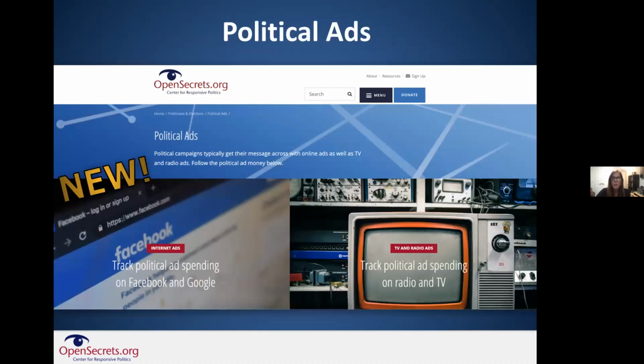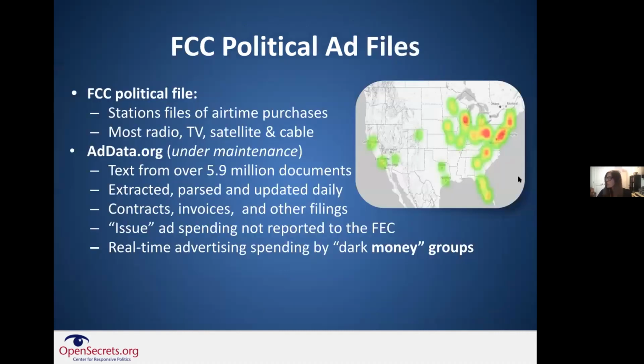This is addata.org. So addata.org, and I think it's in the next slide, is OpenSecrets' political ad section. We track Federal Communications Commission filings, which are TV political ad filings and radio ad filings. Right now, that section of the site is under construction, so it's not being updated, but I hope we will start it back up at some point. But our online ad section is another new exciting section that we are updating.